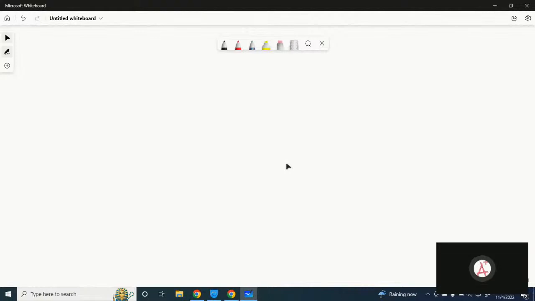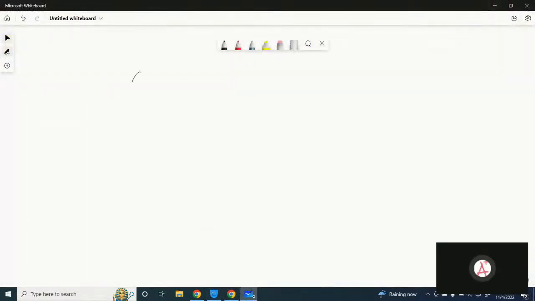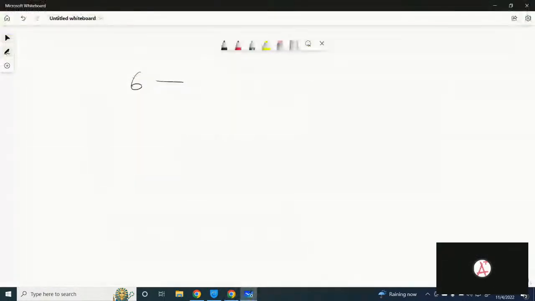Okay, the first one is which number is greater than the one shown? Okay, first you have to write the one that is shown. This is the one that is all figured. 1, 2, 3, 4, 5, 6. That means 6 is the whole number. Then just look at this one. Only 1 out of 6 is colored. Got it? So it would be 6 whole 1 over 6.